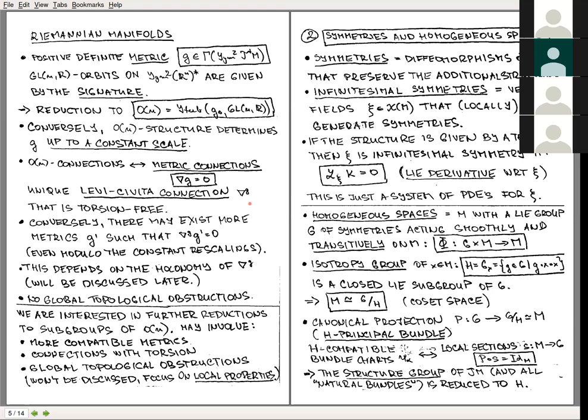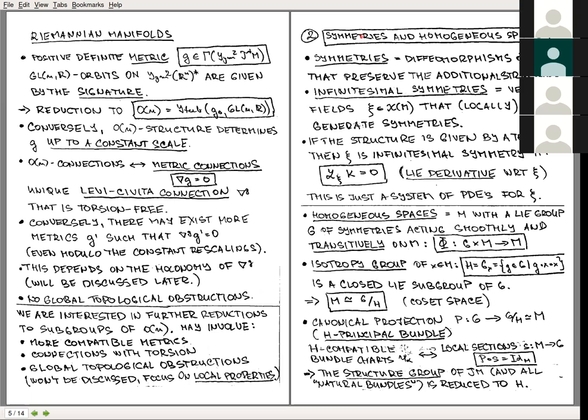Conversely, there may exist more metrics g' such that they are parallel with respect to our Levi-Civita connection nabla g, even modulo the trivial rescalings. This depends on the holonomy and the number of invariants. If the holonomy is some smaller group than the orthogonal group, then we could have more metrics. For Riemannian manifolds, there are no global obstructions. We are interested in further reductions to subgroups of O(n), and it may involve more compatible metrics, connections with torsion, as I've already noted, and some global topological obstructions. But I won't discuss it here. I focus just on the local properties and some PDEs, basically, which define the structures.